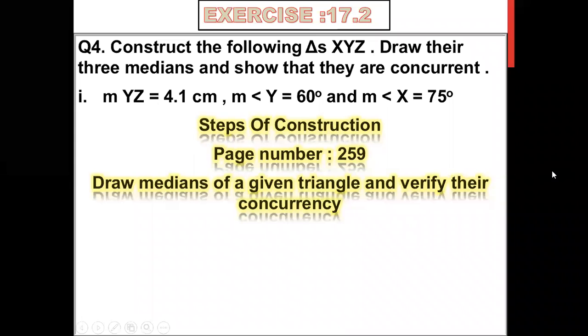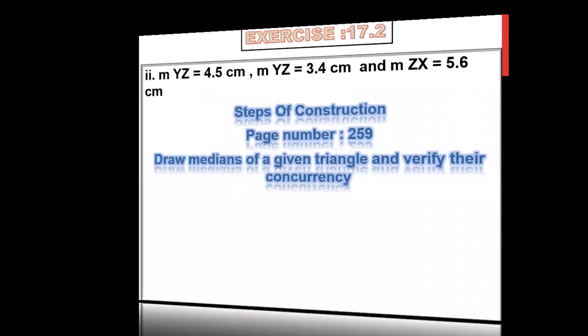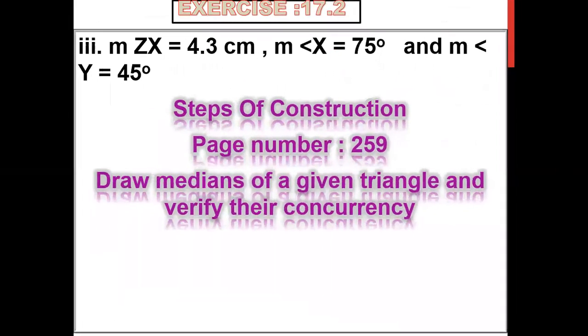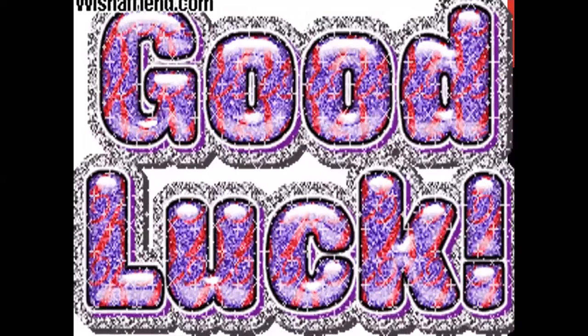This is the page number of the steps of construction of medians, and you see that I drew the medians stepwise for you. The colored lines show you the medians of the triangle and they are concurrent at one point. Definitely you will change the measurements according to the requirement of your question. These are the remaining two parts of the medians.